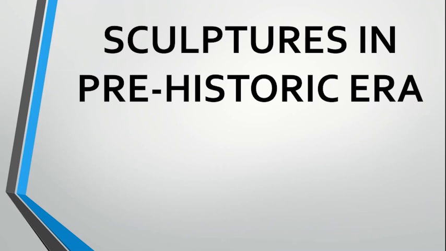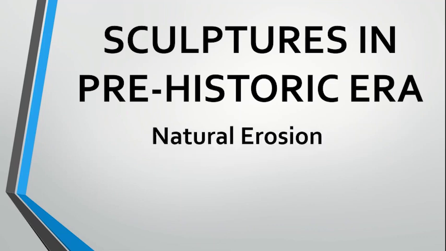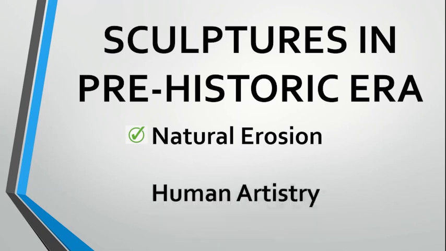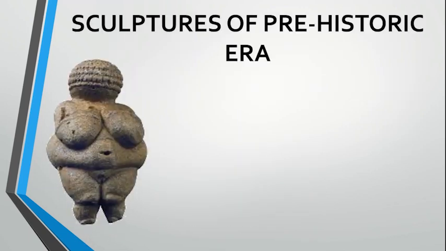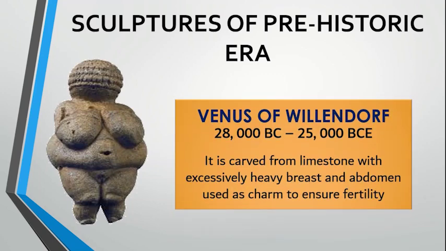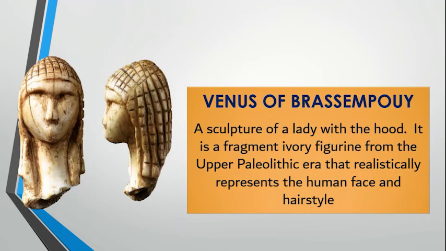Materials used in sculptures vary according to region and locality. Archaeologists believe that their sculpture is a result of natural erosion and not of human artistry. Here is an example of sculpture of the prehistoric era. This particular art is called the Venus of Willendorf. It is carved from limestone with excessively heavy breasts and abdomen, used as a charm to ensure fertility.